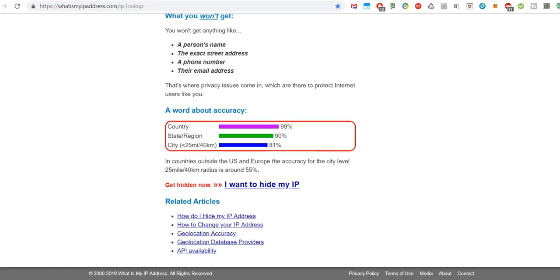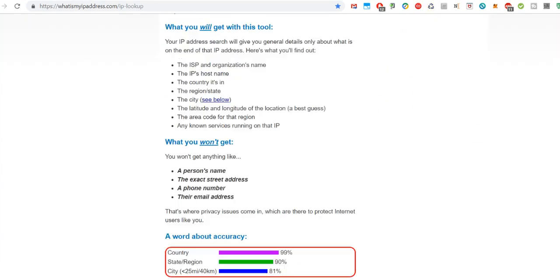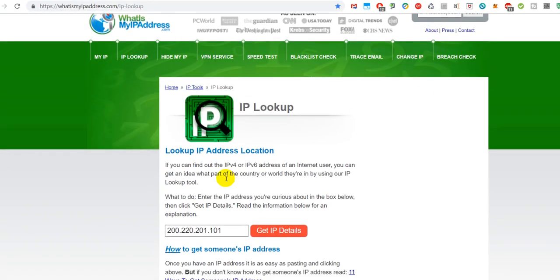And here we are. Here we have the IP lookup, and I've already entered the IP address from my email here. Of course, it's actually this website, so you don't have to find it. Here's the sub-site.